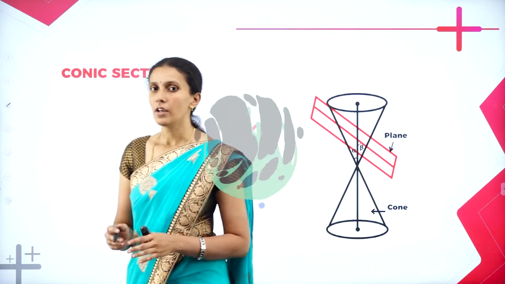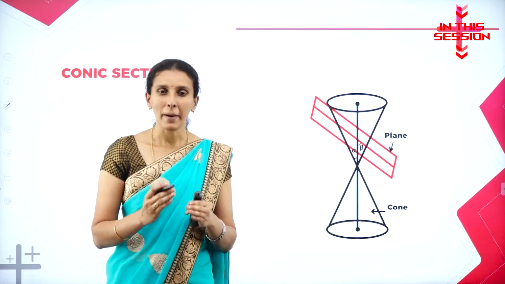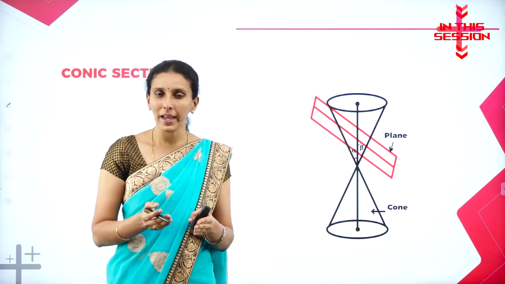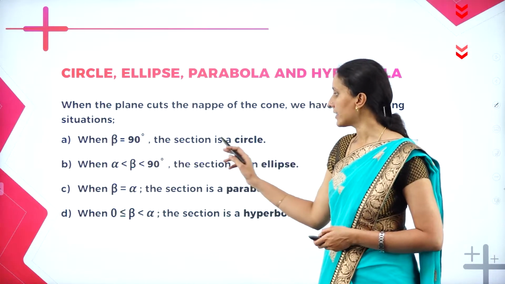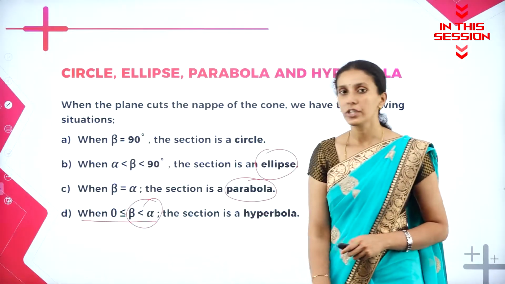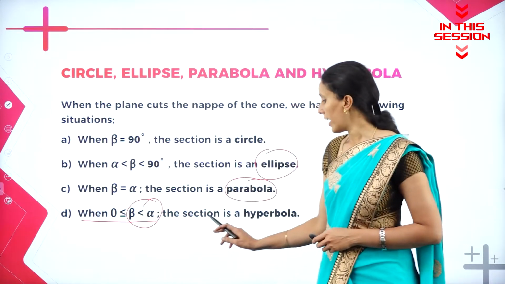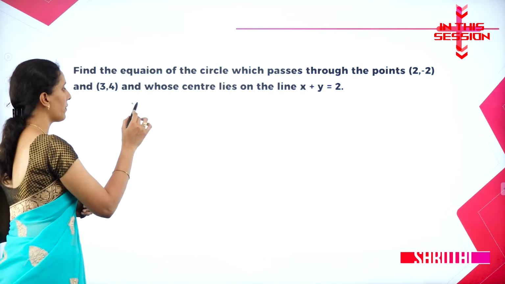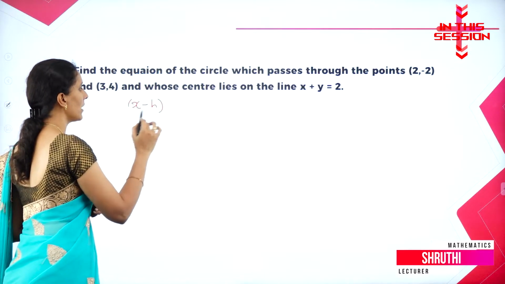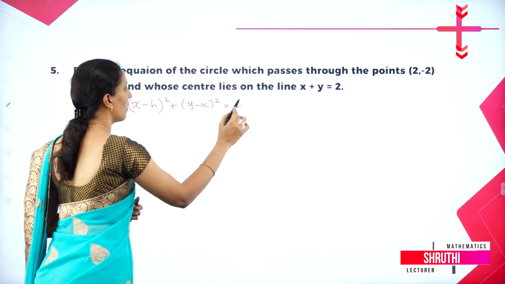Conic sections are nothing but the different curves which we get by the intersection of one plane and one cone. When angle beta is equal to 90 degrees, the section is a circle. The condition is beta is less than alpha and greater than 0, then you get a section called hyperbola. We know the general equation of the circle, that is (x minus h) whole square plus (y minus k) whole square is equal to r square.